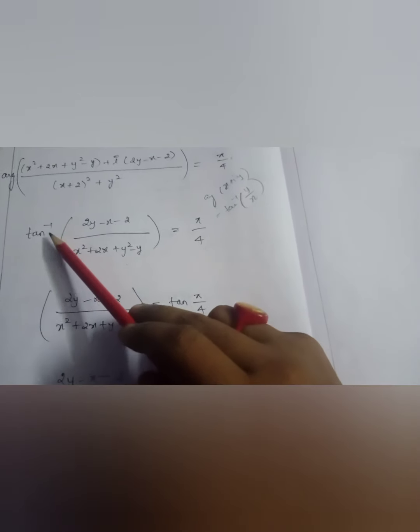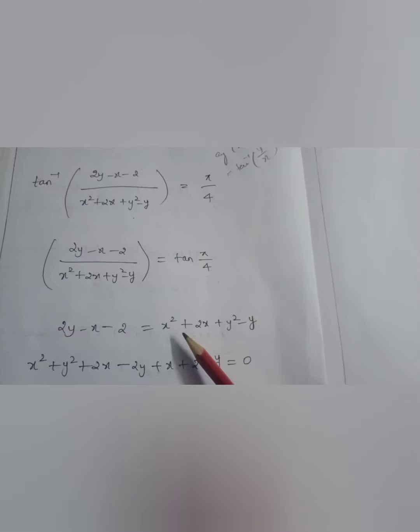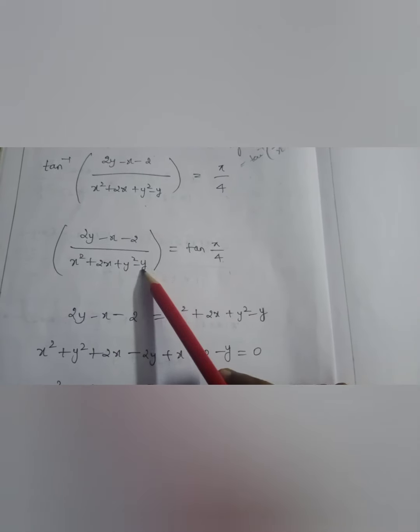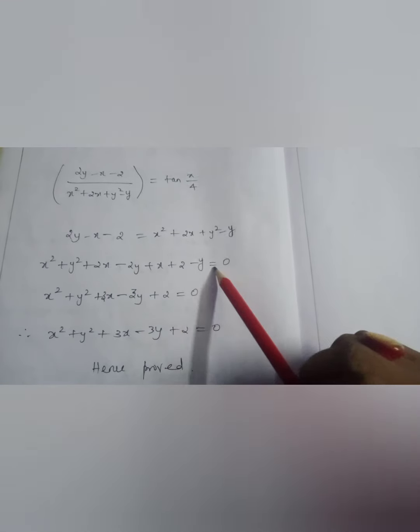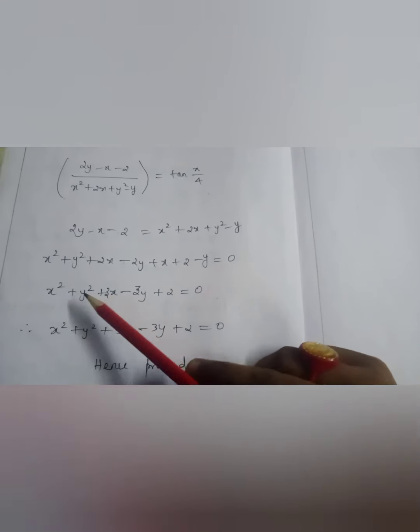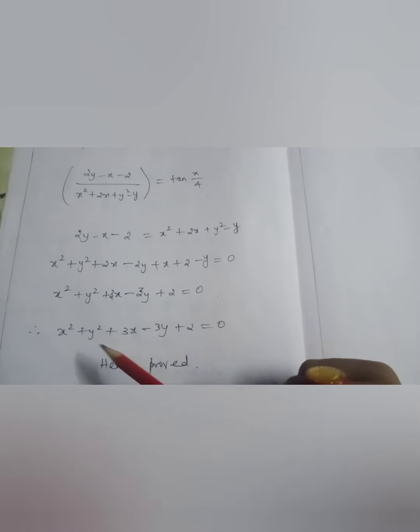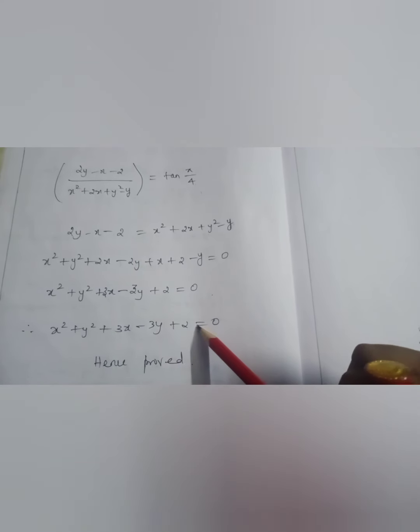Now shall I bring this tan inverse to the other side? So it will become tan pi by 4. And what is tan pi by 4? What is pi? 180. 180 by 4 is 45 degrees, and tan 45 is nothing but 1. So the denominator will be getting multiplied with 1. So we'll get 2y minus x minus 2 is equal to x square plus 2x plus y square minus y, and bring everything to one side. We are getting x square plus y square plus 2x minus 2y plus x plus 2 minus y. Now add everything, whatever is possible. So x square plus y square plus 3x minus 3y plus 2 equal to 0, which is what we are supposed to prove.